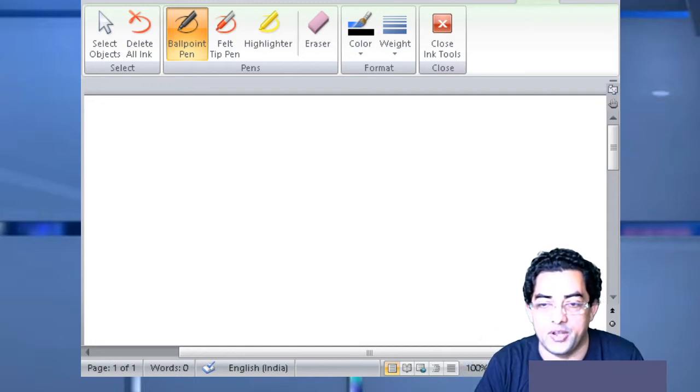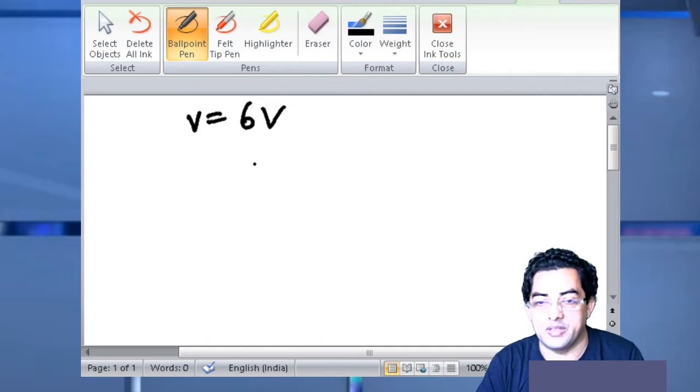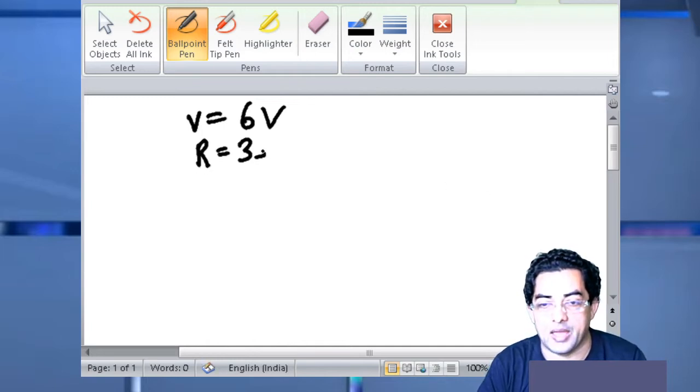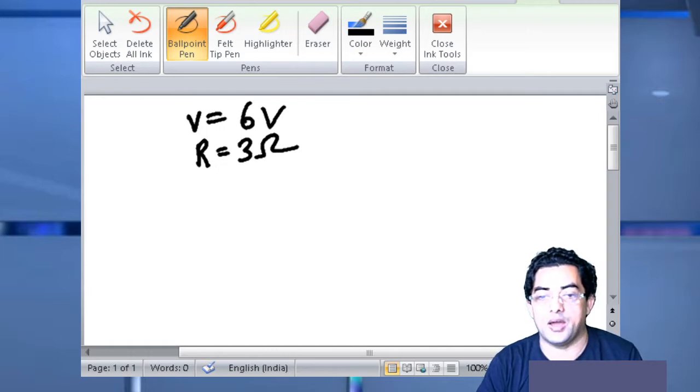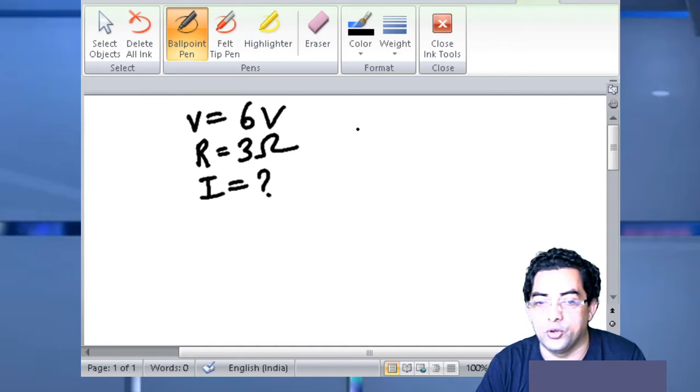Okay, so if potential difference is 6 volts, we know voltage is given as 6 volts. What else? 3 ohms. So that means the resistance this time is given as 3 ohms. And what are they asking us? They're asking us to find out the current. So current means the symbol is I. We need to find out I. We know that it is Ohm's law which will help us over here, right?